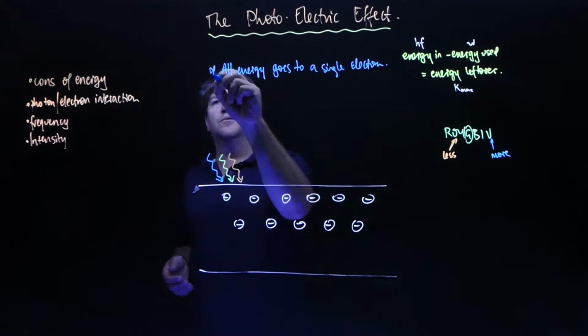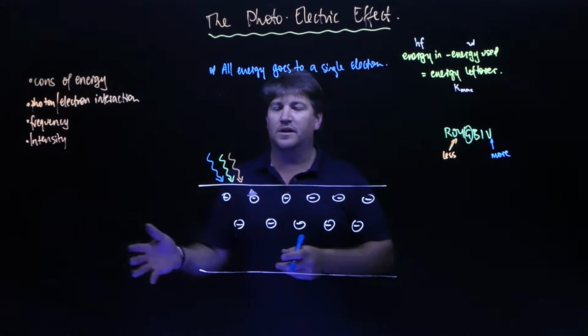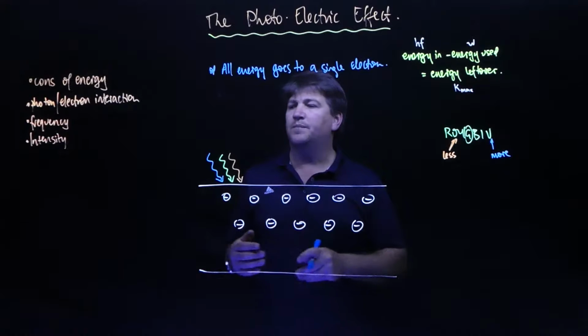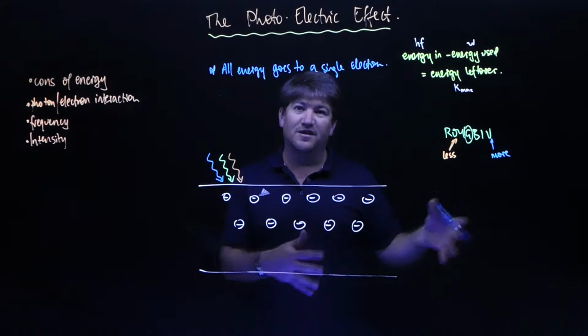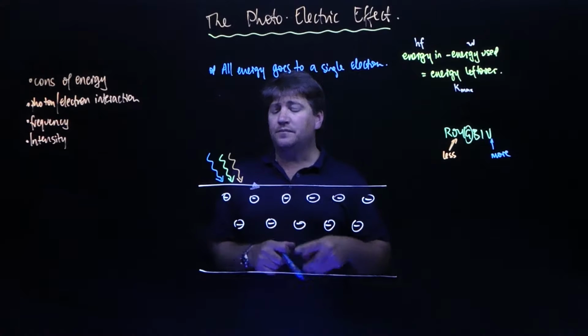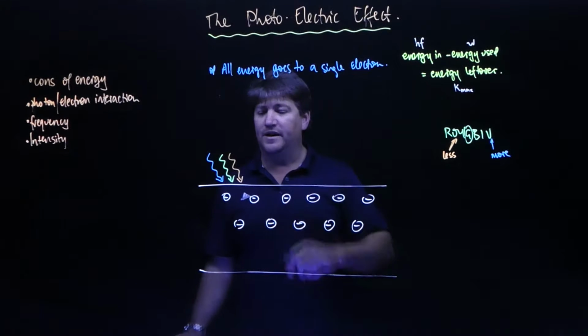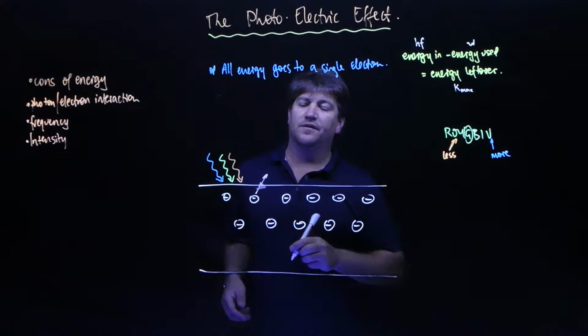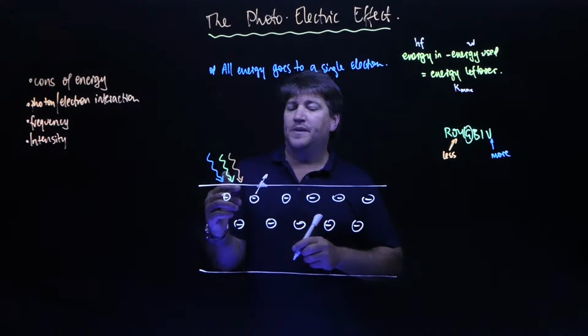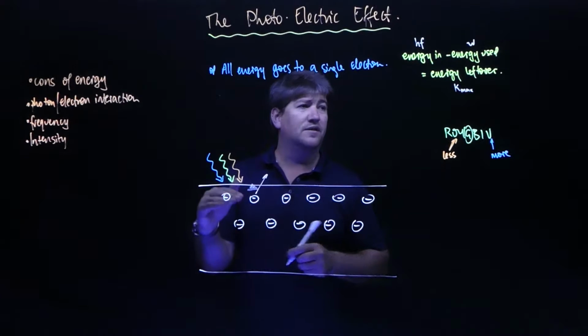Alright, this is really important. We can't have some of the energy going to one electron, some of it going to another one. When we get to X-ray production, you'll see it's a little bit different. So all of the energy goes to one electron, and if that energy is enough, this electron will jump out of the surface. The easiest electrons to get are the ones near the surface.